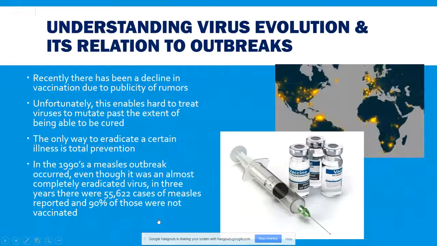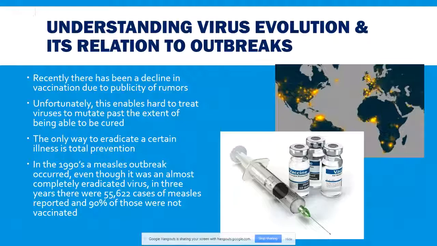Unfortunately, there has been a decline of vaccine usage, which causes the virus to become immune to the vaccine. Just like with bacteria, if you get antibiotics and you don't use them correctly, the bacteria can mutate and become resistant. Same with viruses, they can become immune to the vaccine because it's not as strong, or they just mutate, which may cause an epidemic or an outbreak.